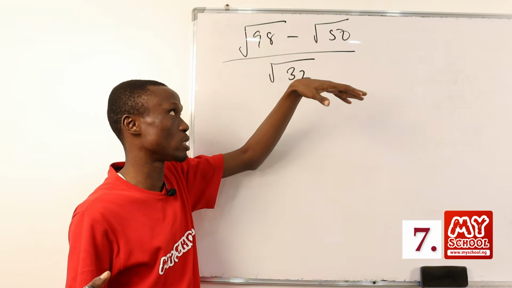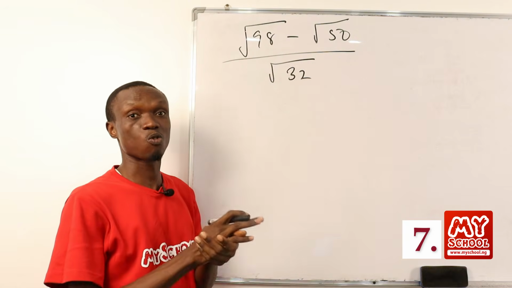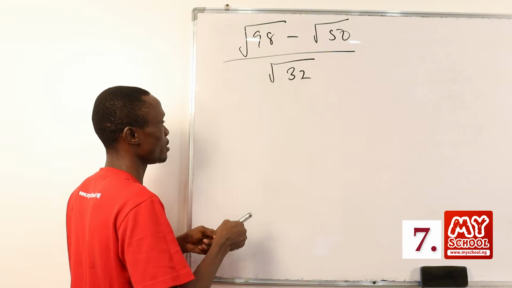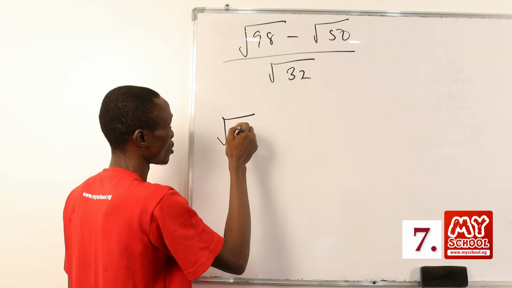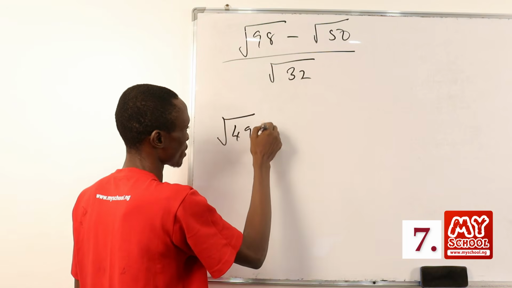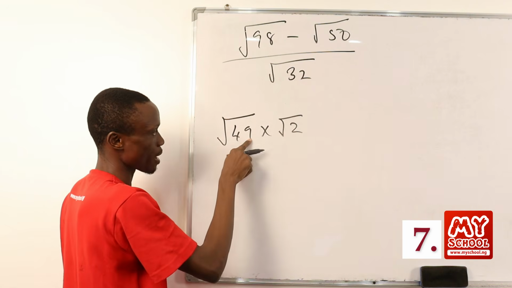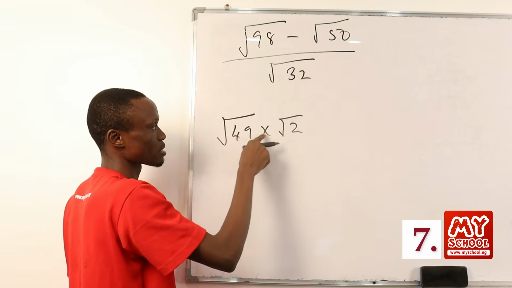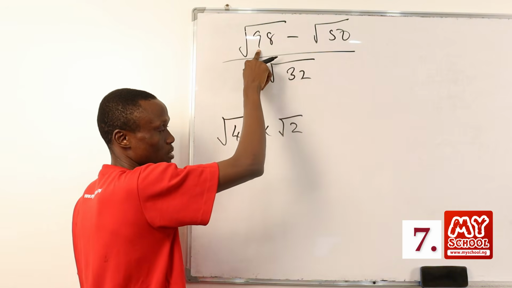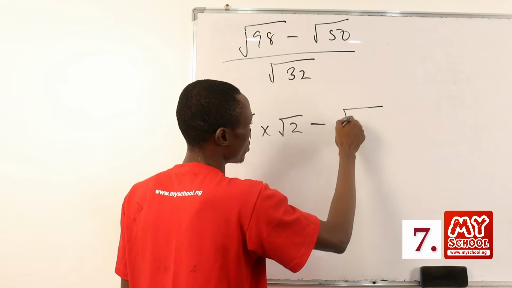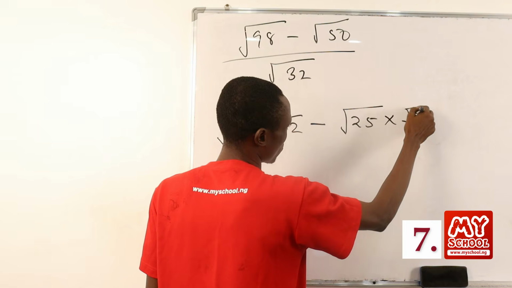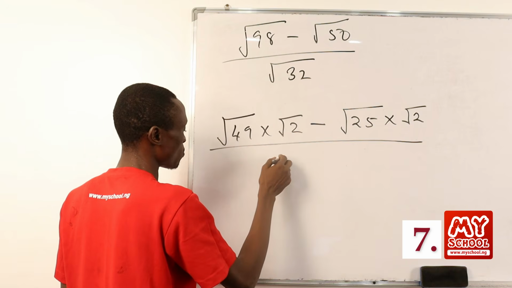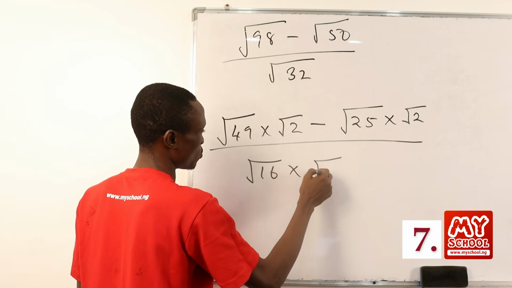So the next thing to do in that case is just for us to break down and see if we can obtain a similar surd. So root 98 is the same as root 49 times root 2, because 49 times 2 is going to give us 98. And root 49 times root 2 is equal to root 98. Then minus root 50, that will be root 25 times root 2. All over, for root 32, that will be root 16 times root 2.